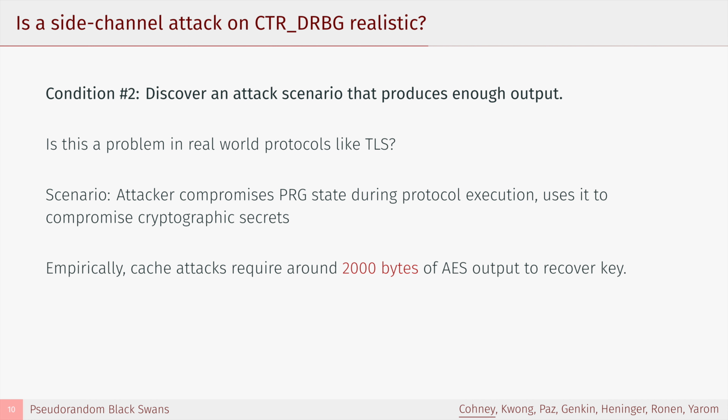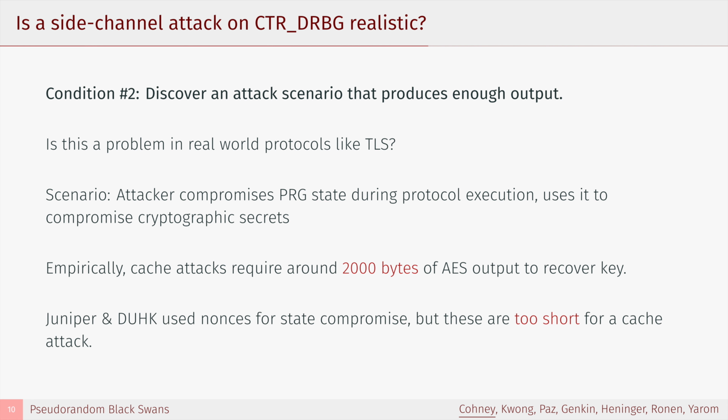Unlike the Juniper and Dual EC attacks on RNGs mentioned earlier, which required only a few blocks of observed output, our attack requires that the generator produce a significant number of blocks, of which only one of them needs to be observed. The Juniper and Dual EC attacks use the short nonces and server random values exposed during a TLS handshake to compromise the RNG. The client and server randoms produced during a TLS handshake are only a block or two, but we need a full 2,000 bytes in order to perform our attack, quite a lot more.